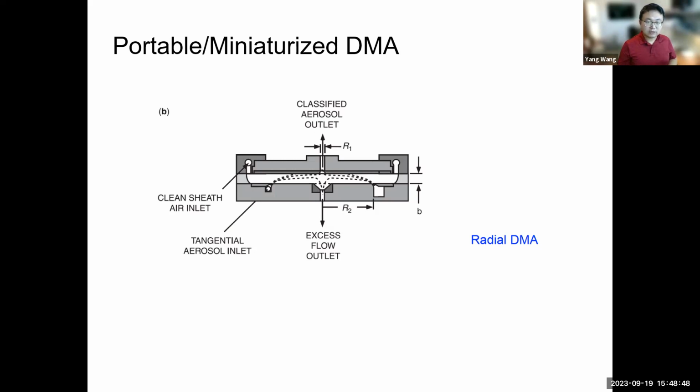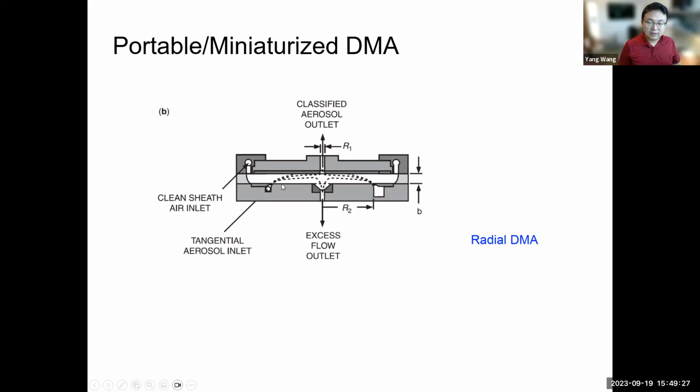So one exploration is to make these radial DMAs. This was invented by Rick Flagan's group at Caltech. So instead of having these two columns, what they did is that they introduced a clean sheet flow from, let's say, if you imagine there's a disk, right? So this is the axis and this is a disk. The sheet flow is being introduced from the outer region, the outer ring of the disk, right? And there is a classification zone between the top plate and the bottom plate. And then the aerosols are being introduced from these tangential inlets here, right?